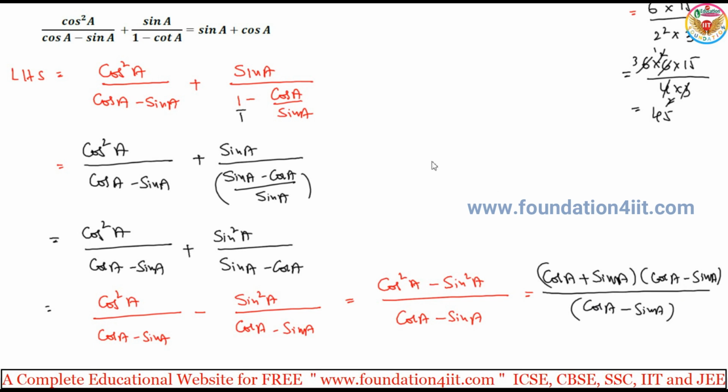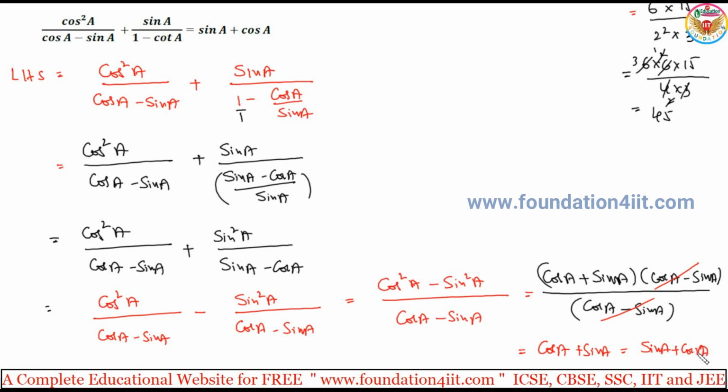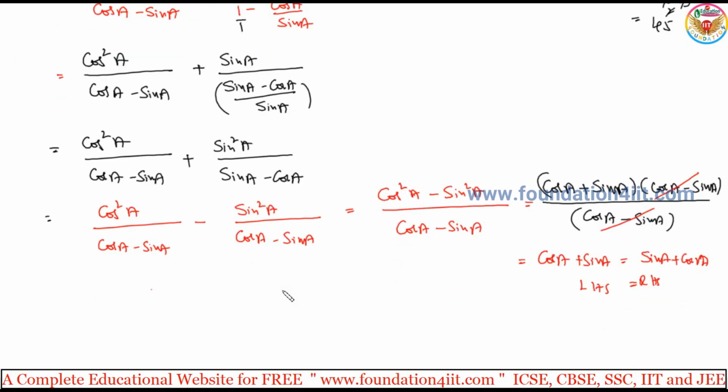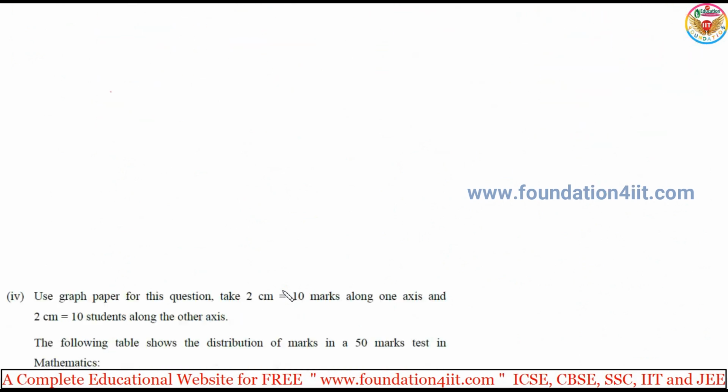I can cancel this cos a minus sin a by cos a minus sin a. The remaining is cos a plus sin a. We can write this even as sin a plus cos a, right? That is equal to RHS. So we take the LHS and finally prove the RHS. Sin a plus cos a is equal to RHS. LHS is equal to RHS, hence proved. Just change cot, you can write cos by sin, then only simplification. You'll get the answer. Right, and next question, this is the problem.